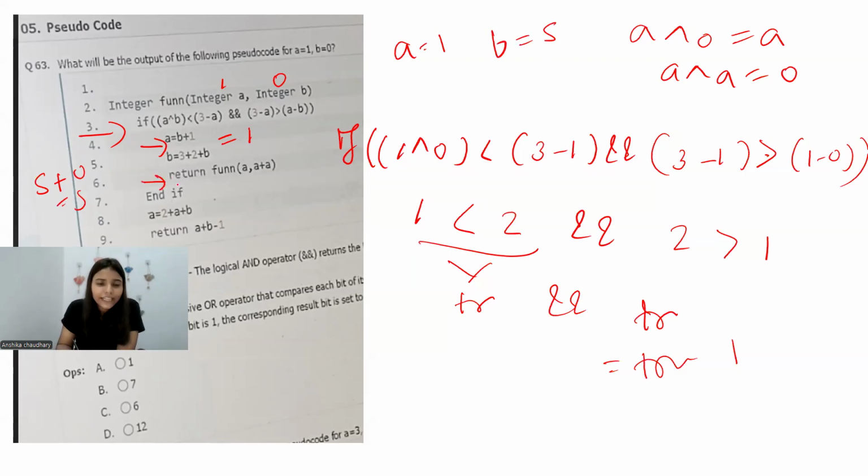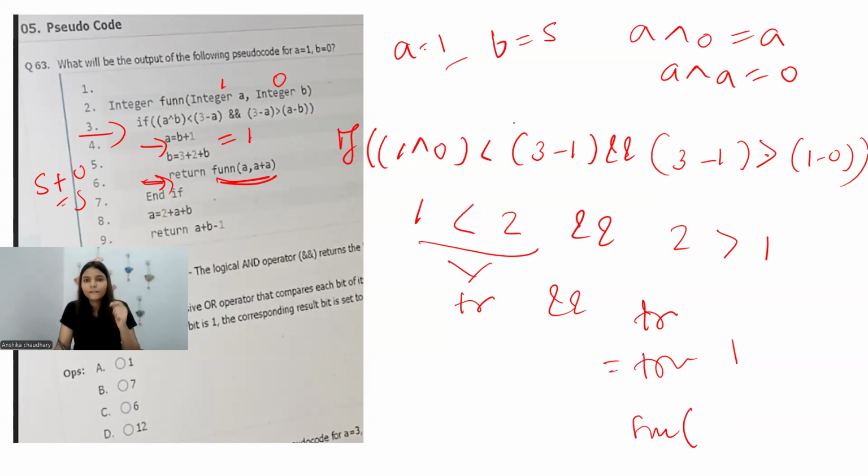Right. And last, return the function a comma a plus a. Right. So whenever in a function you see a return statement, that means the function ends here. So what is it returning? It is making a recursive call. It is making a self call. The function is calling itself, but for the changed parameter. Right. So the answer will be the final return statement. So it will become a comma a plus a.